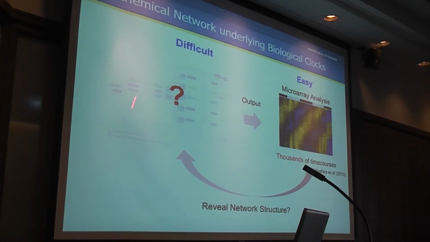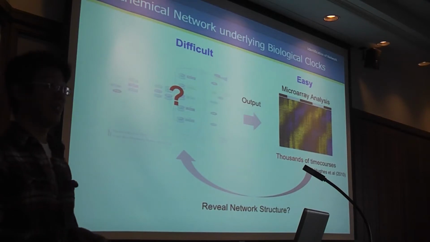We know that this is very difficult and this is easy. Then can we use this output information to reveal the network structure? If we can do it, it's really good, right?